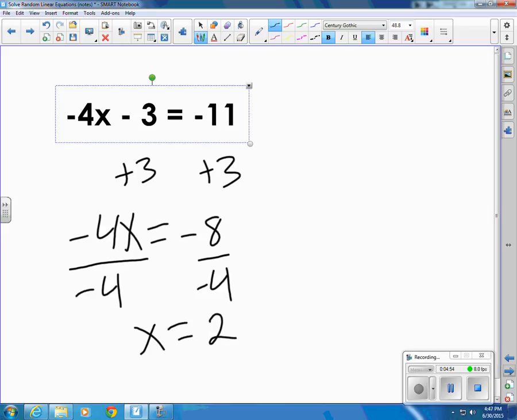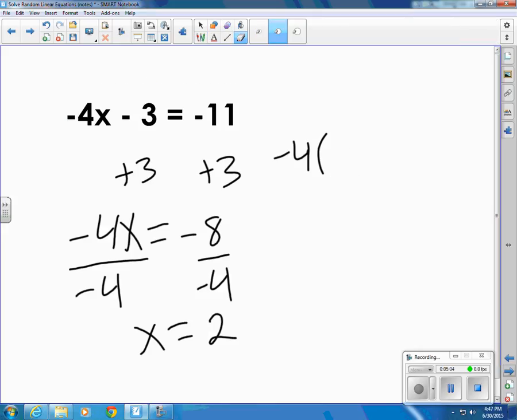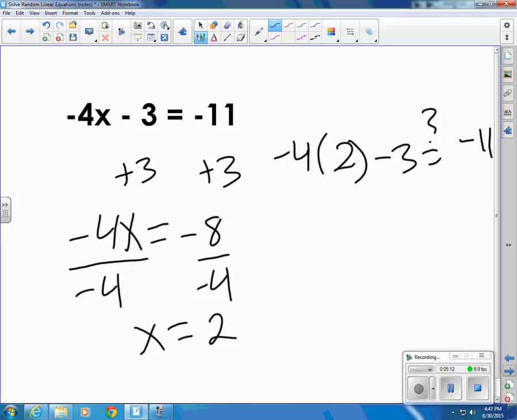Well, if you want to check and see if you did everything right before the computer tells you, then you can replace the x with what you think it is. We think it's a 2. Does that equal negative 11? Well, negative 4 times 2 is negative 8, minus 3. Yes, that is negative 11.